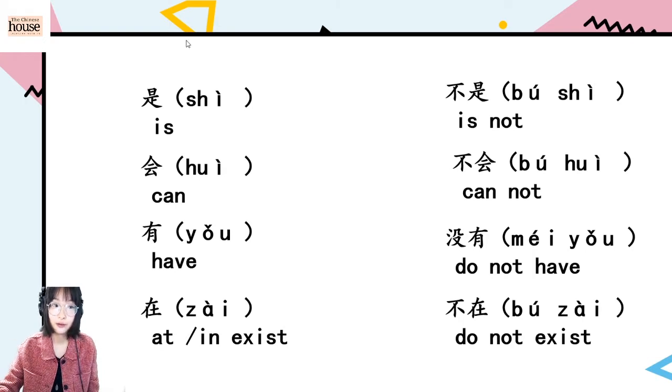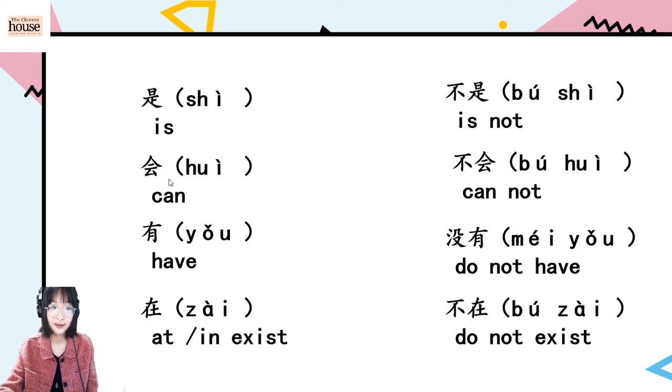是 is first tone. What about I am a human? I am a man. 我是人. We just learned that before. And 不是 is not.